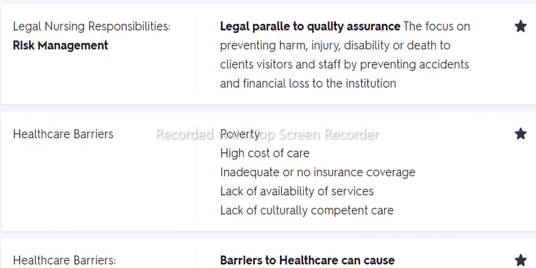Legal nursing responsibilities, risk management. Legal parallel to quality assurance, the focus is on preventing harm, injury, disability, or death to clients, visitors, and staff by preventing accidents and financial loss to the institution.